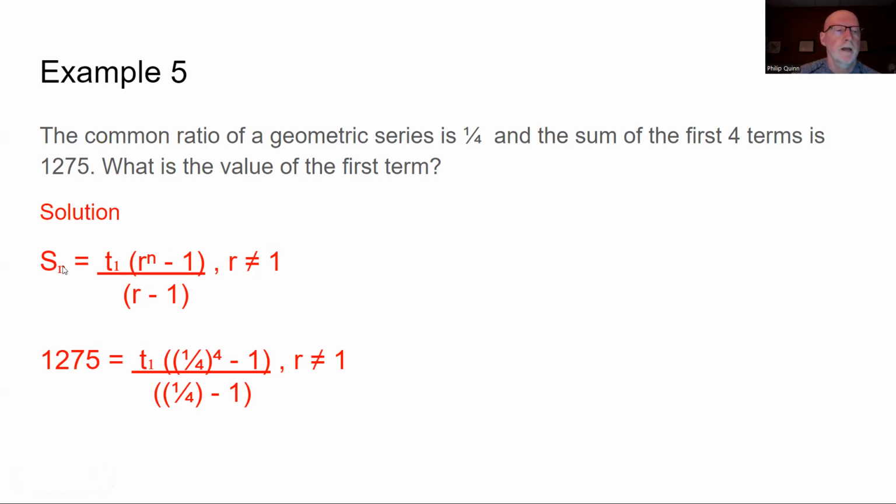So we know the sum of n terms is 1275, so we substitute. We don't know T1, so we'll leave it at that for now. Substitute a quarter for r, and that's raised to an exponent of 4 because we're told that we're after 4 terms. Minus 1, and then on the bottom would be r minus 1, quarter minus 1. Okay, so we've got everything now except T1. Let's use our algebraic skills now to isolate T1 and solve.